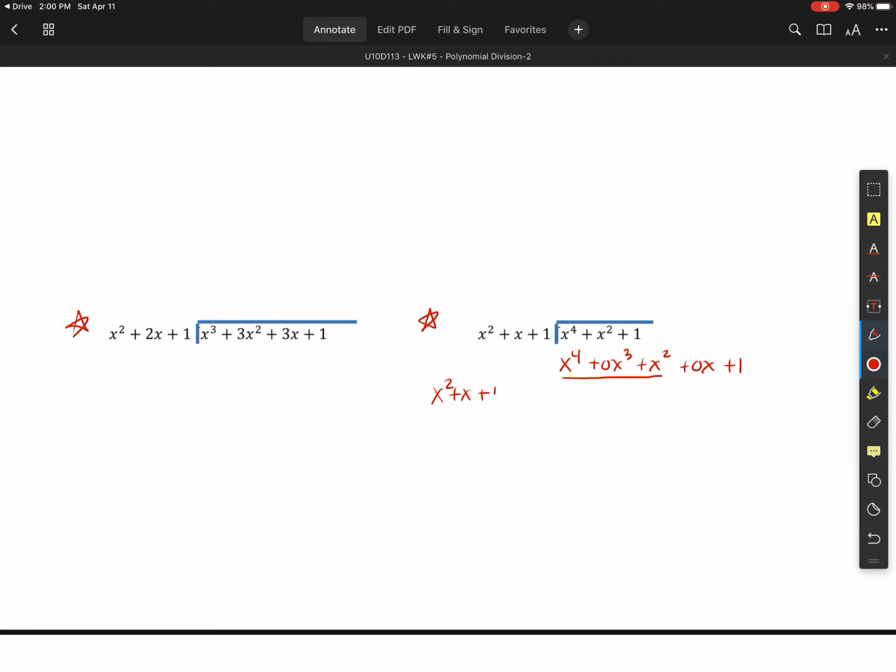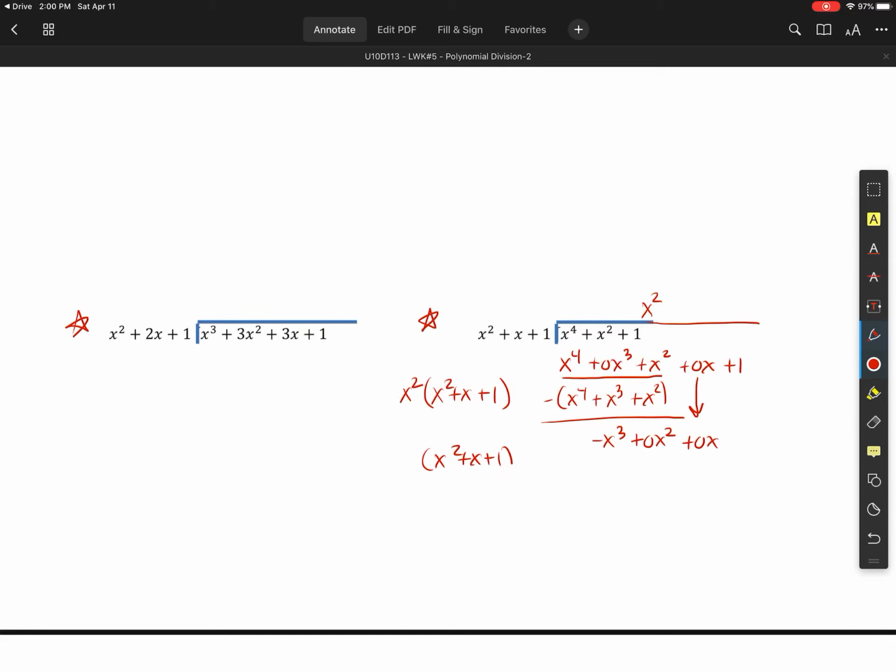So the question is, focusing on the first term, x squared times what gives me x to the 4th? x squared. So I'm subtracting x to the 4th plus x to the 3rd plus x squared. And that's going to leave me in this situation with a negative x cubed plus 0x squared. Trinomial divides into a trinomial, so we bring down the next piece.